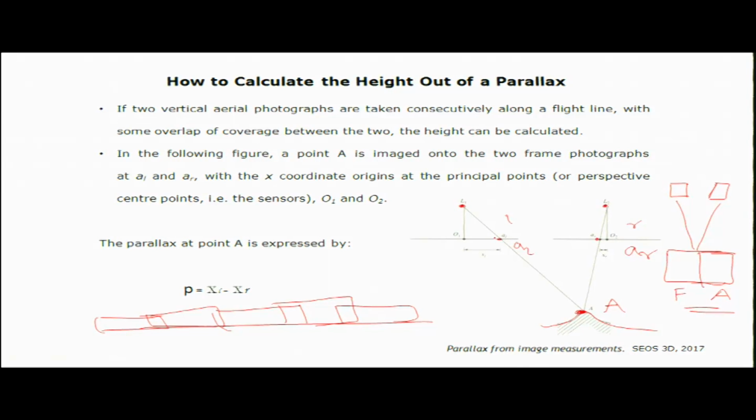These have their x coordinate origins at the principal points, which is called the perspective center of the sensors, O1 and O2. You may call this your principal point also, because it is the perspective center. In very simple terms, we can calculate parallax by the difference of these two points, the distance where object A is imaged on each photograph. On this photograph it is imaged here, and on this photograph it is imaged here. This is the distance from the perspective center or principal point, so this is XL and this is XR. Simply by taking the difference of these two lengths, you get the parallax: P is equal to XL minus XR.